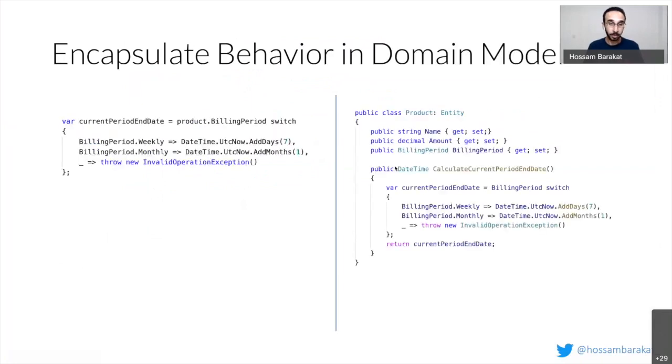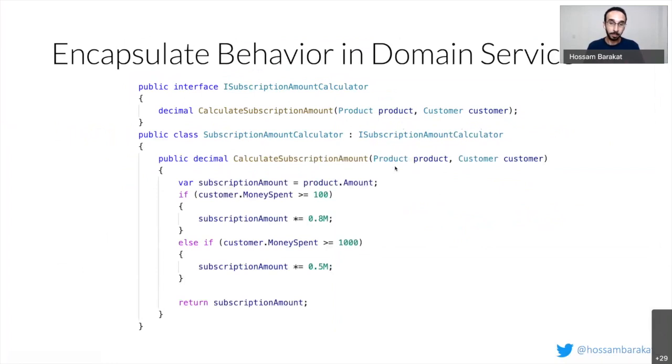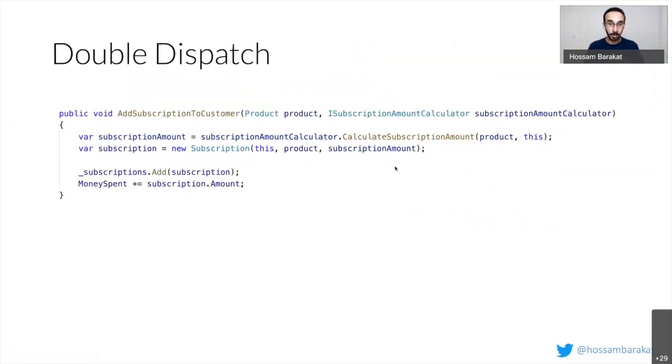With calculating the current period end date, we moved the behavior to be part of the product entity. With the domain behavior of calculating subscription amount, we introduced the domain service to encapsulate that logic because the logic didn't really fit into a single entity. We have also used the double dispatch pattern to pass the domain service to my domain model, which also enables me to still inject that interface via the DI container into my request handler. Let's get back to the code.